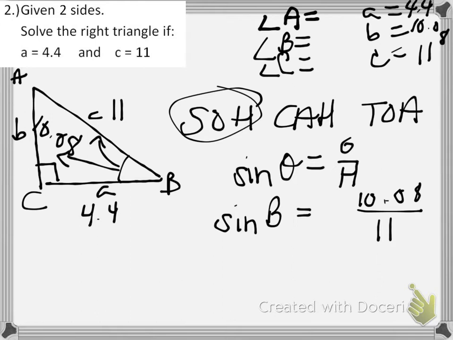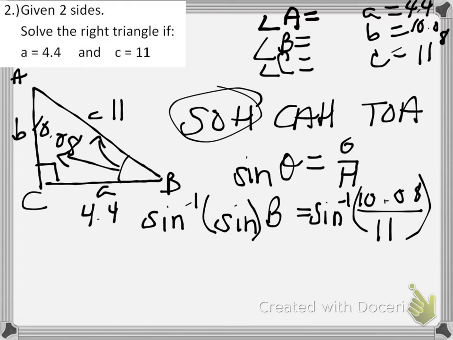So that means I have to find something that will get rid of the sine. The only thing that's going to get rid of sine is its inverse. Inverses cancel out original functions. So I am going to take the inverse of the left-hand side, but whatever you do to one side, you must also do to the other side. So the inverse sine of sine, these two will always cancel out. That will leave me with angle B equals inverse sine of 10.08 divided by 11. If I put that in my calculator, it will give me that angle B is 66.4 degrees.